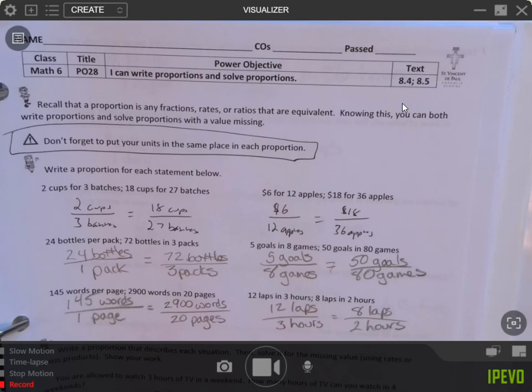Good morning. Today we are correcting PO28 with writing proportions and solving those proportions. Remember, the key thing that we talked about was writing your labels, so you can make sure if it's baskets on top, then it equals baskets on top. You need to make sure you have your labels so you're putting your numbers in the correct places.